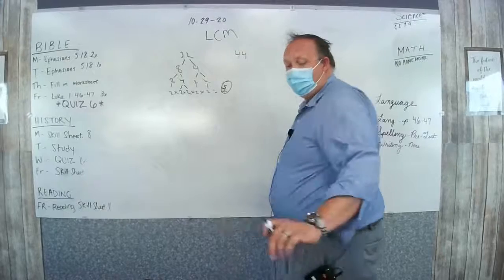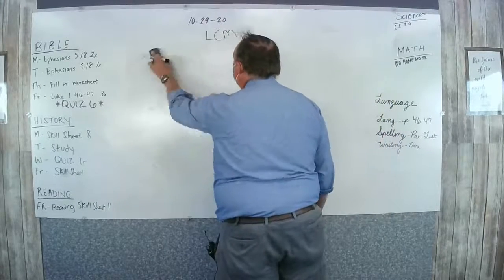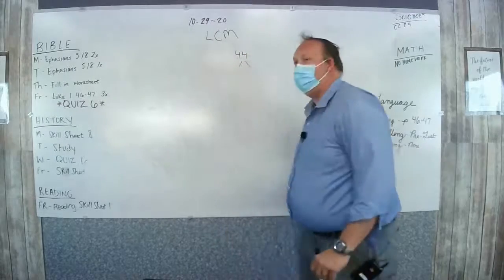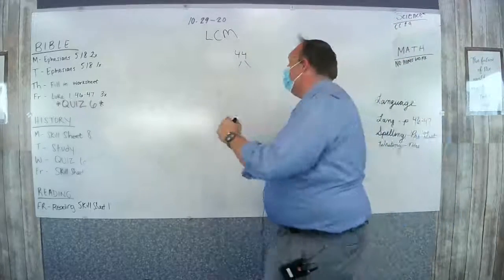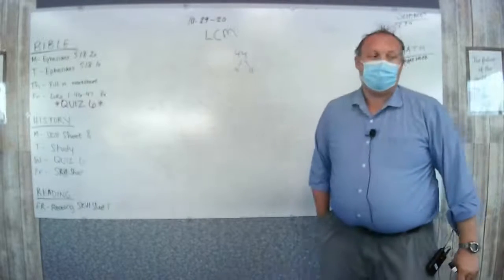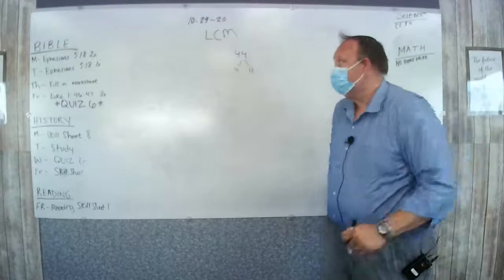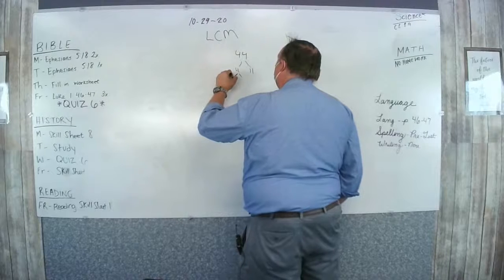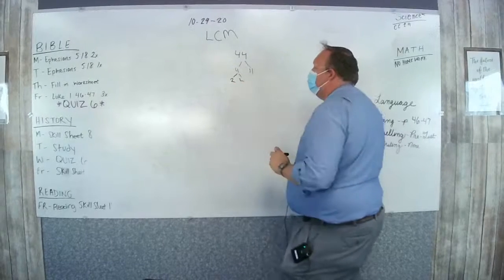Now, 44, we're going to break that down. What does 44 break into? 11 times 4. 4 and 11. Okay? What else do we have? So the 4, what about the 4? You have to break it down more. It breaks down into what? 2 and 2. Okay, so we have 2 times 2.